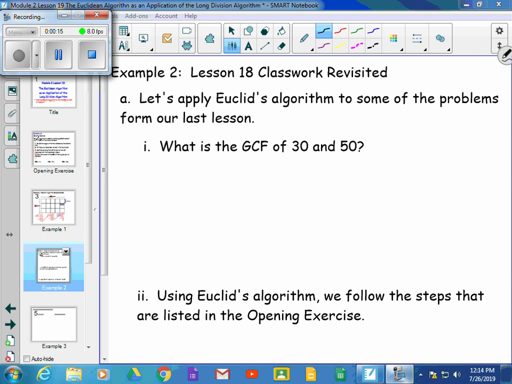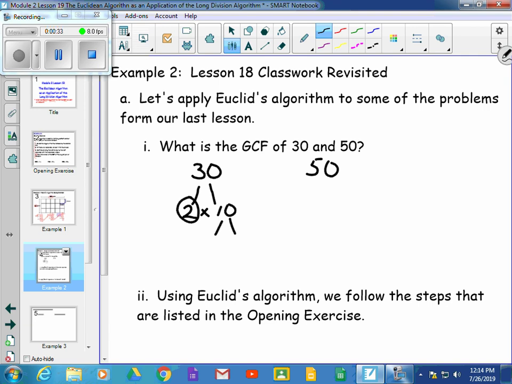Now, we could also use prime factorization. Let's take a minute and review that there. Let's go 30 and 50. 30 can be gotten by multiplying 2 times 10, where 2 is prime, and 10 can be broken down into 2 times 5, both prime. 50 is 5 times 10, where 5 is prime, and 10 can be broken down into 2 times 5.